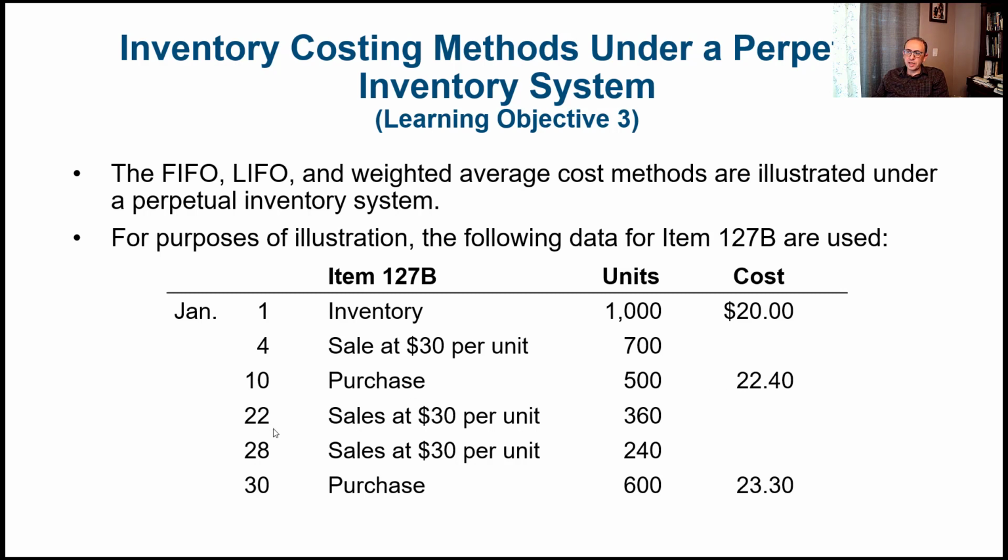So on the 22nd, we sold 360 units at $30 each. So the question is, which value should we use? Should we use the 20 or the 22.4? And this would depend on the approach we're using, whether it's FIFO, LIFO, or weighted average. On the 28th, we sold another 240 units. And then close to the end of the month, on January 30th, we purchased 600 units at $23.30. So you can see that the cost keeps increasing, which is very normal in reality.